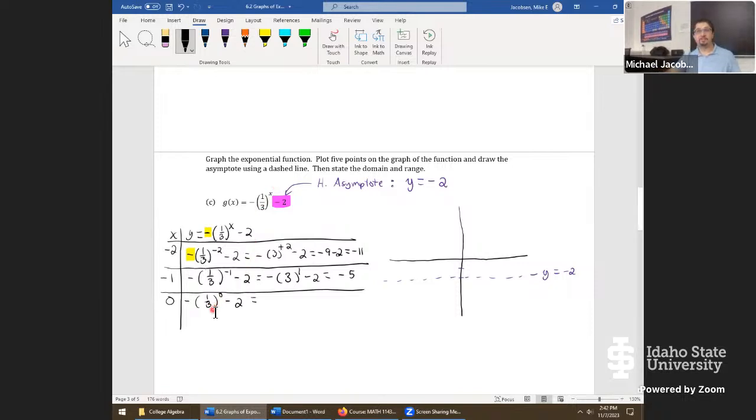Now this time we're not flipping the fraction. This turns into negative of 3 to the power 0, which became a 1. So this one is a glorified negative 1 minus 2, and we have a value of negative 3. Let's extend that a little bit lower.